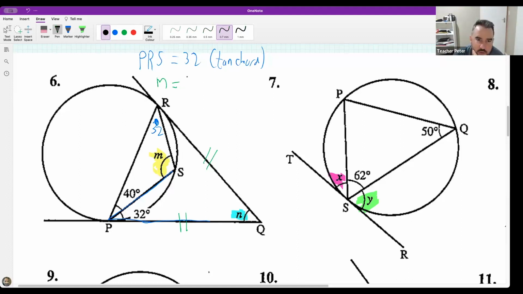Okay, I agree. m is 108, by the sum of angles in a triangle. So that is going to be 108. Now, we have to go after the n.